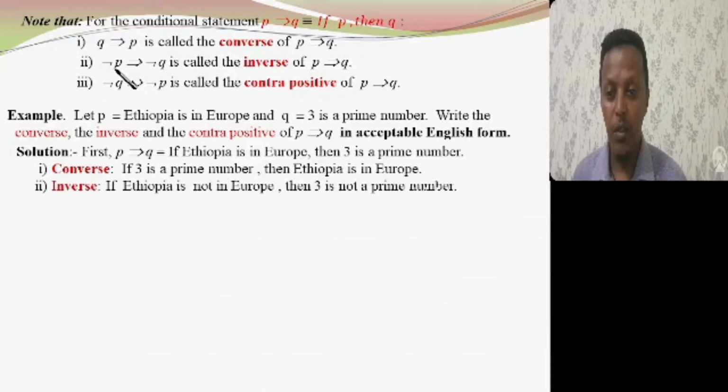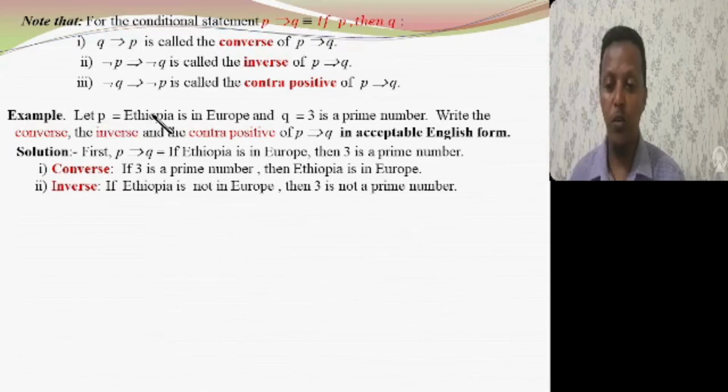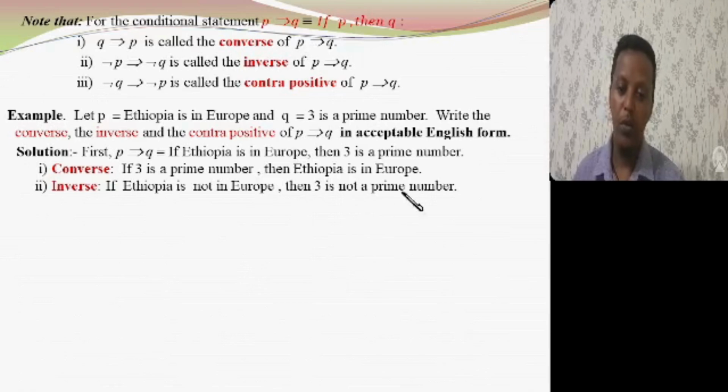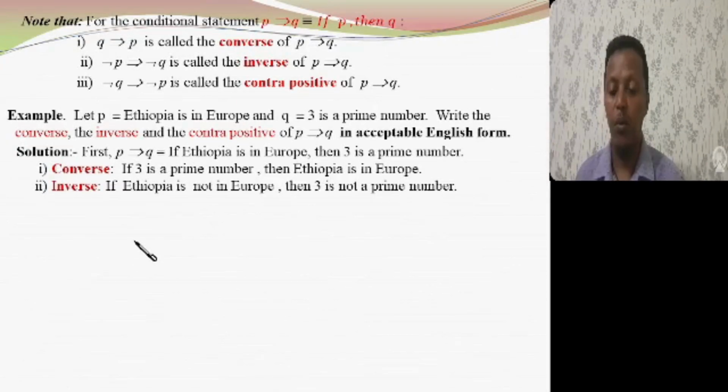Now for the inverse, yes, we take the negation of P and the negation of Q. The negation of P is what? Ethiopia is in Europe. The negation is what? Ethiopia is not in Europe, because the meaning of negation is what? Not. So if P stands for Ethiopia is in Europe, then negation of P is Ethiopia is not in Europe. So if negation P means if Ethiopia is not in Europe, then negation of Q, 3 is not a prime number. So this is the inverse of the conditional statement P implies Q.